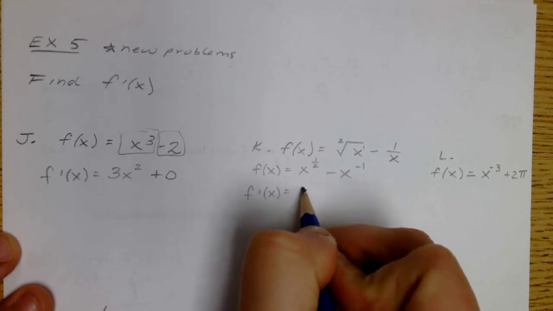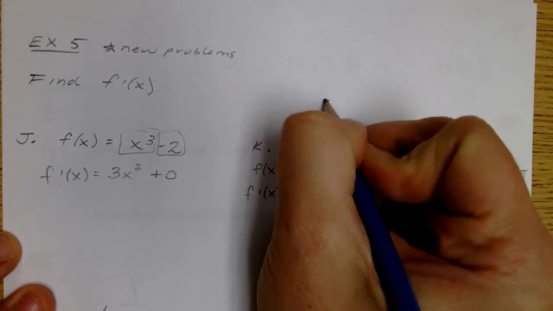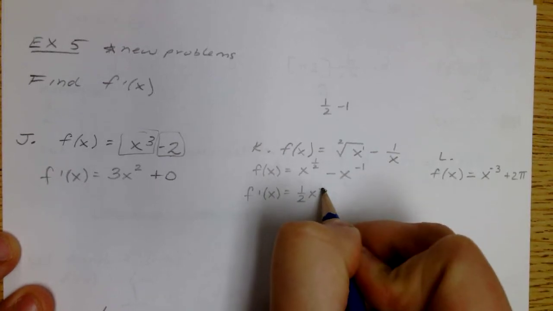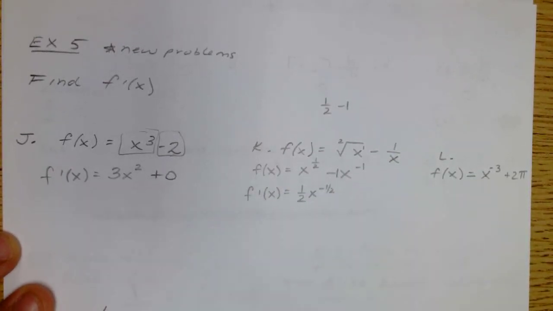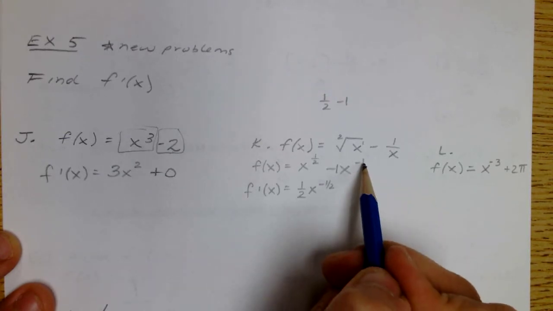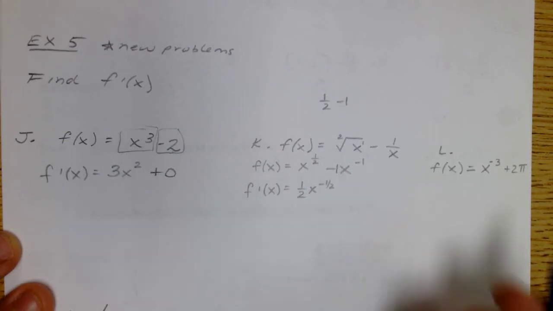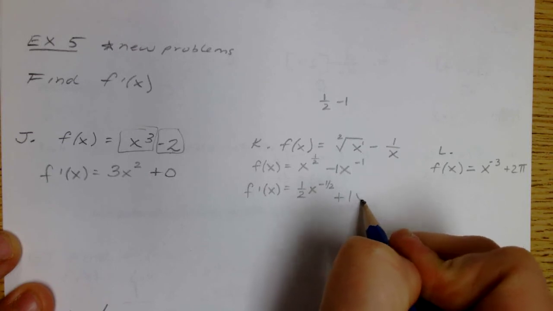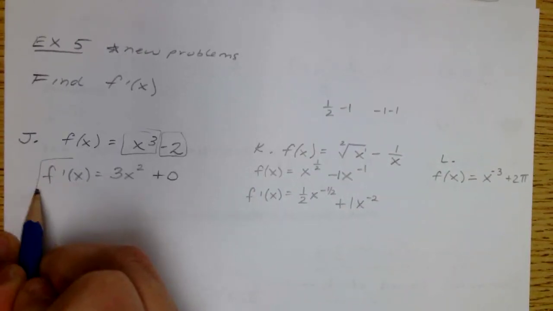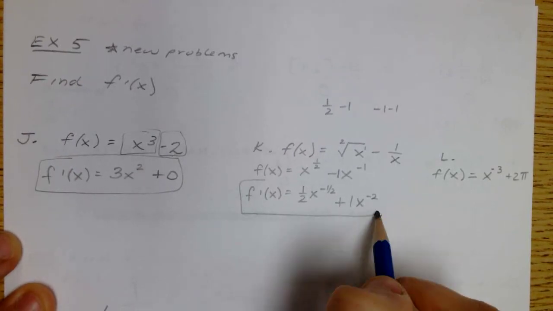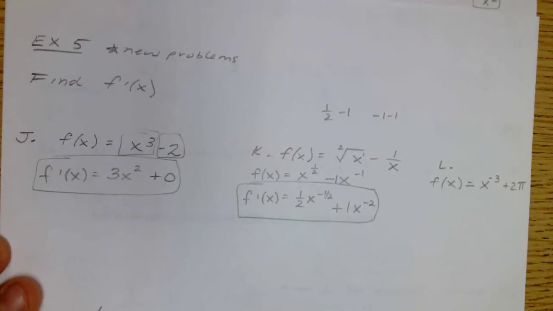So f prime of x is equal to 1/2 x. 1/2 minus 1 is negative 1/2. There's a negative 1 in front of the second x, which I then have to multiply by the exponent that's coming out front. So that becomes a plus 1x. Negative 1 minus 1 is negative 2. So I have one derivative, a second answer.